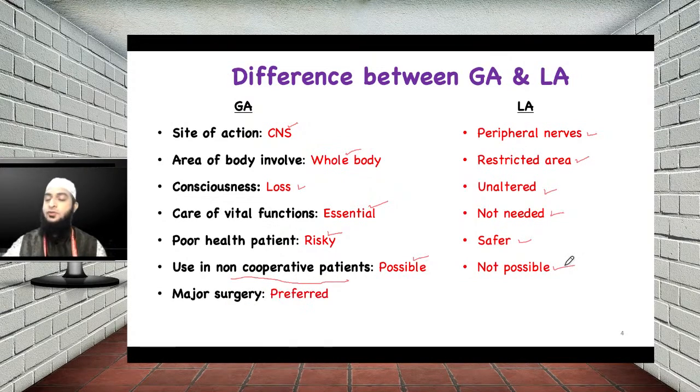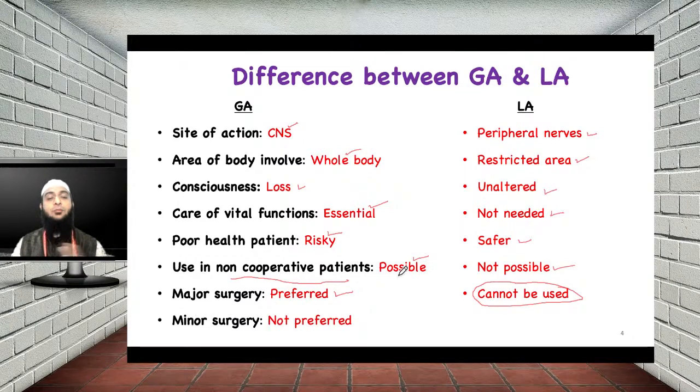Then major surgery: obviously we perform major surgery only under the influence of general anesthesia. We are not doing any major surgery like cardiac bypass or organ transplantation by using simply local anesthetics. So for major surgery, general anesthetics are preferred, whereas local anesthetics cannot be used. So do remember that for major surgery the drugs used belong to the category of general anesthetics and not local anesthetics.